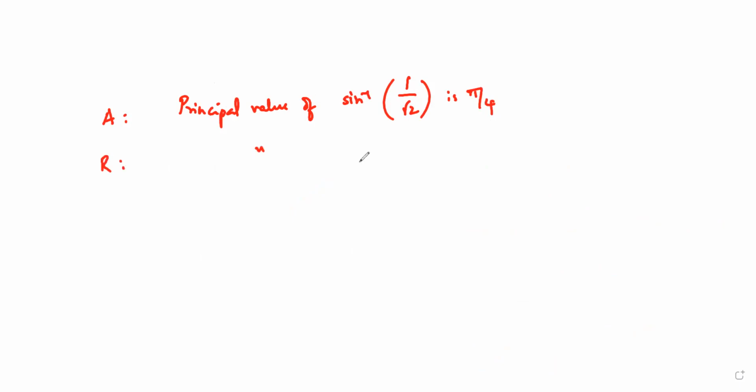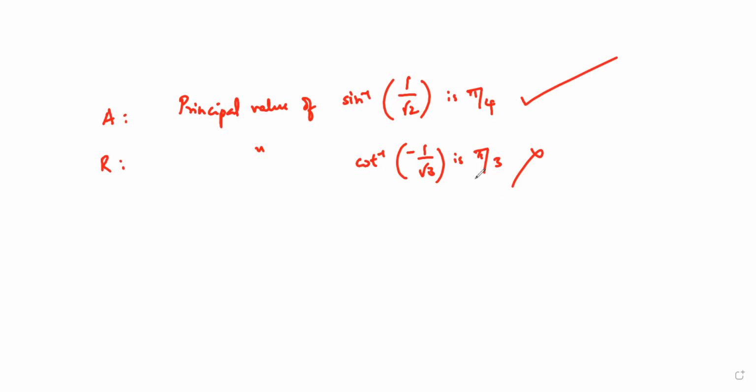Assertion: the principal value of sine inverse of 1 by root 2 is pi by 4. Reason: the principal value of cot inverse of minus 1 by root 3 is pi by 3. What can we do? This one is clear, we know it well. This one is not clear, this is also wrong. This is also something you already know.